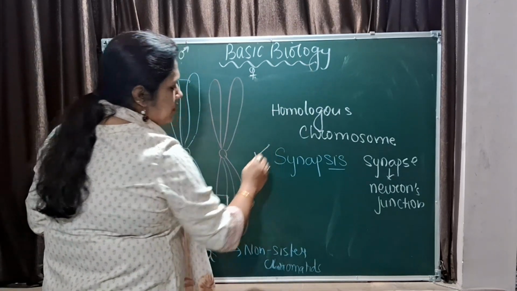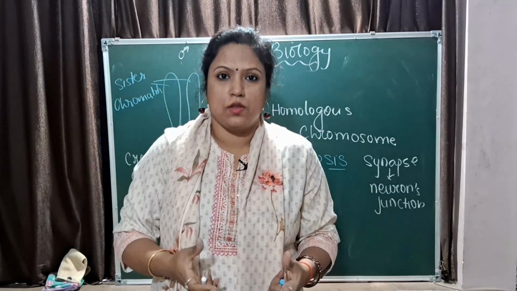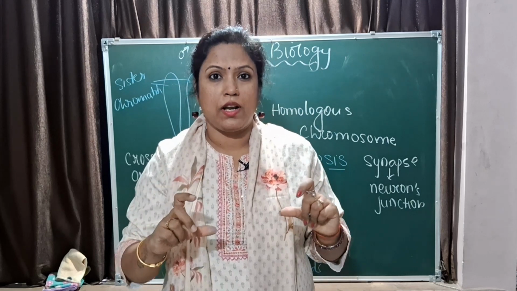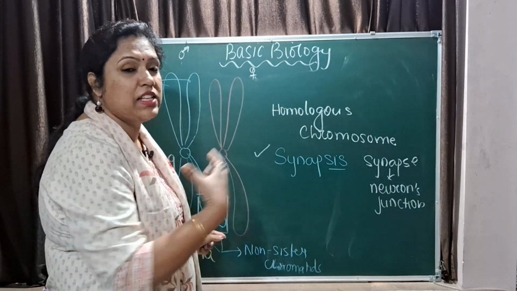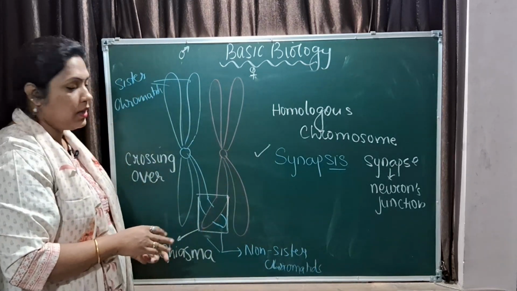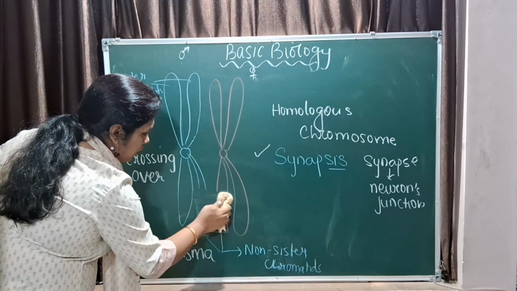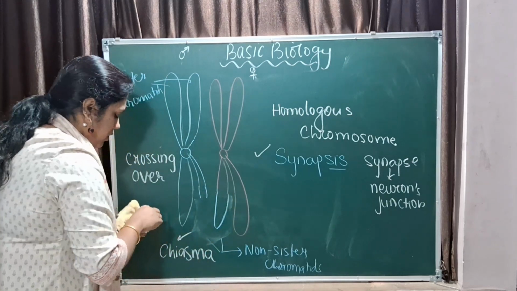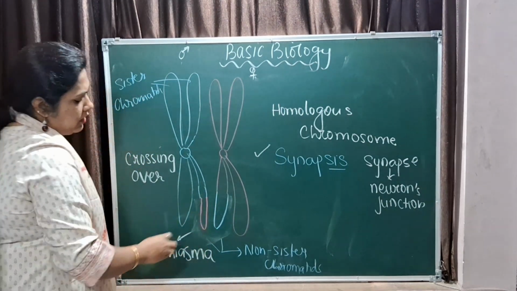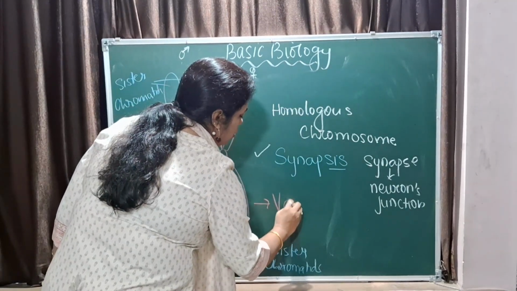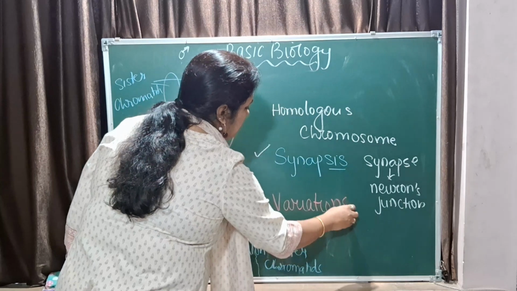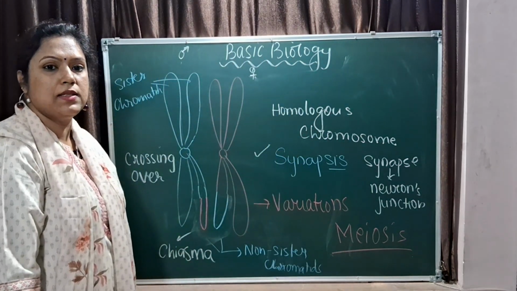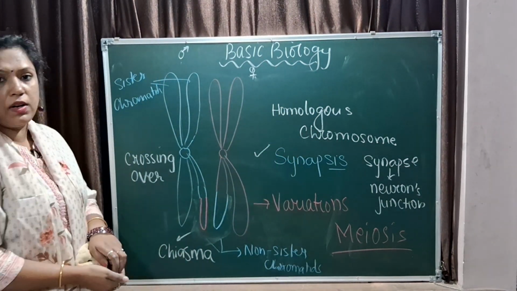So did you understand the concept of synapsis? Think of two friends coming together: coming together and shaking hands is synapsis, taking a photograph of the handshake is chiasma, and exchanging gifts is crossing over. Is that clear? After the crossing over has taken place, you will have recombinant chromosomes, and these recombinant chromosomes are the cause of variations. This happens in meiosis. Is this concept clear? I hope you have understood the basic terms.